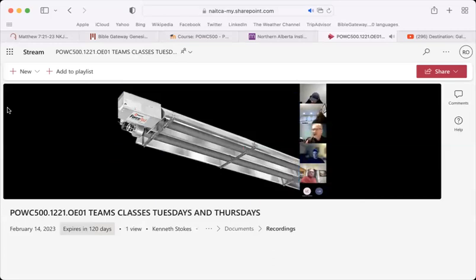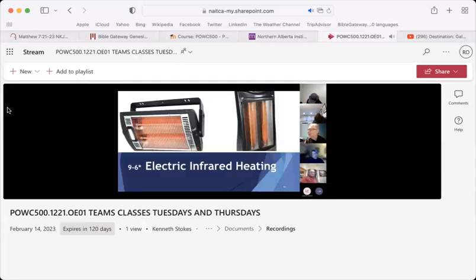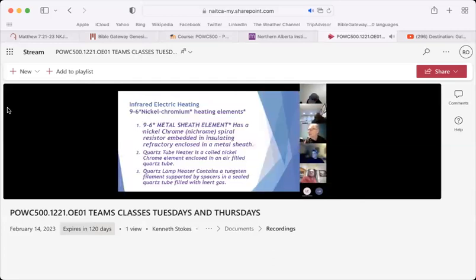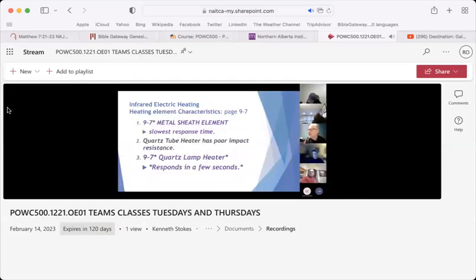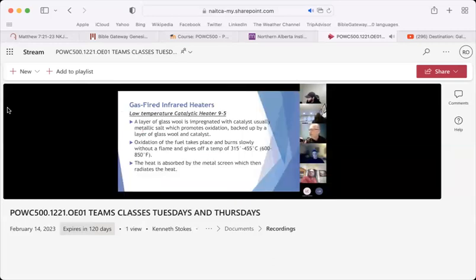And there's one that has the fan on one end, and they burn down through this tube, and they come back and exhaust it at this end. Something called a low temperature catalytic heater. I mixed up the slides here, or I lost a slide. Weird. Something called a low temperature catalytic heater.